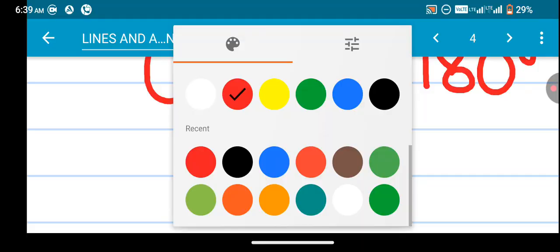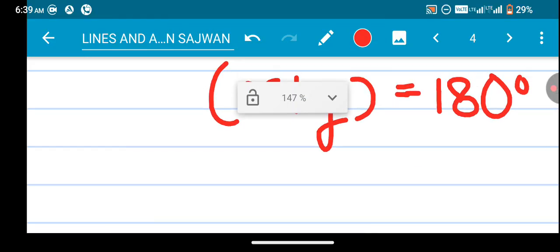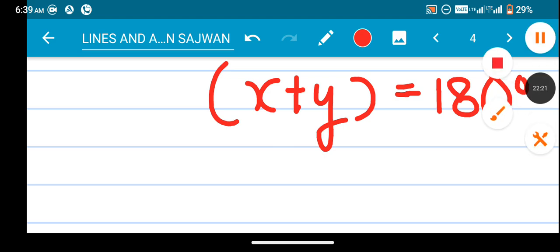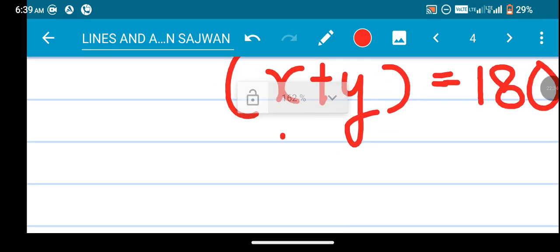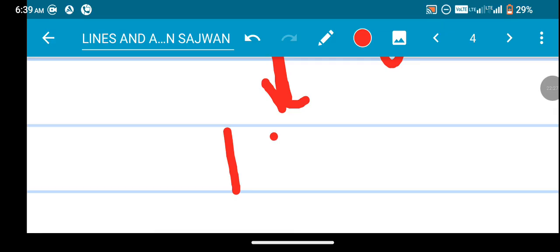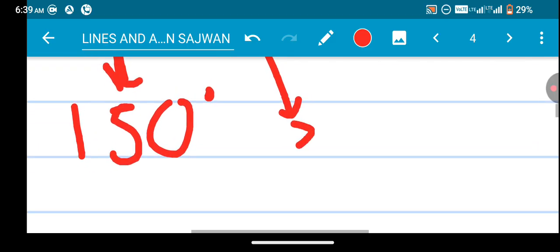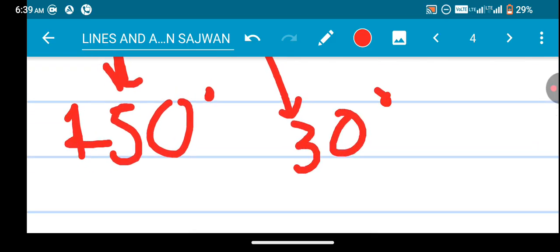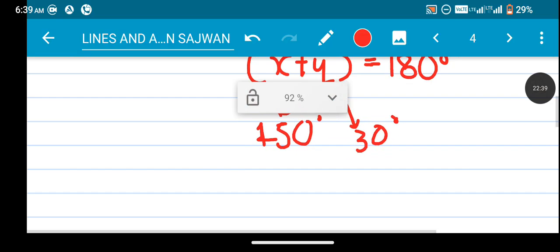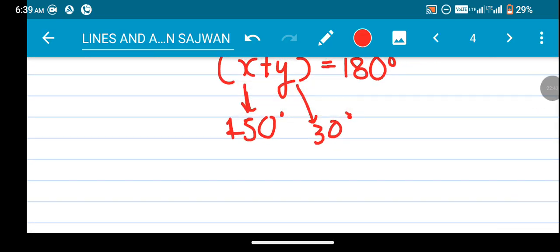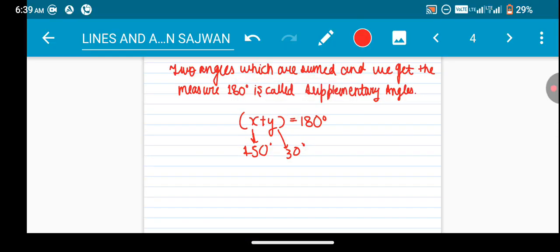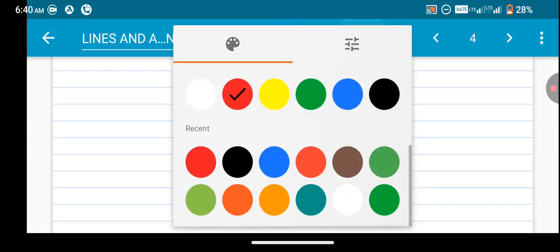One more thing I will tell you about complementary and supplementary angles, which is most important in these kinds of questions. Suppose I have taken x as 150 degrees and y as 30 degrees. Now if we sum that we get 180 degrees, which gives us supplementary angles.